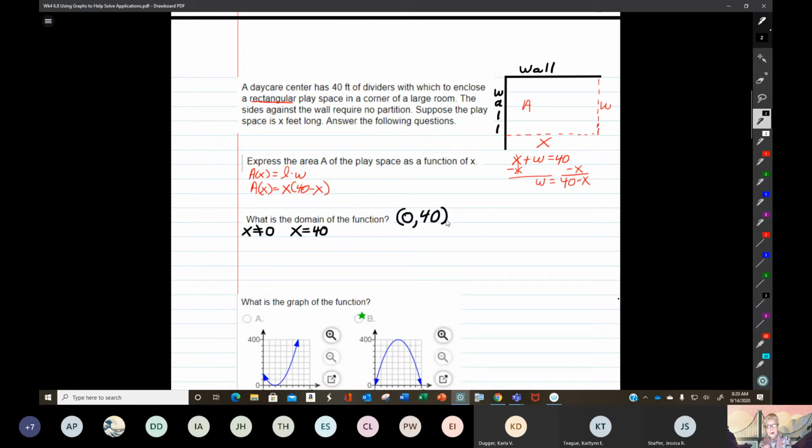In real life, the domain is determined by what would make the problem we're looking for not exist. If one of the sides were 0, the play space would not exist. If one of the sides were 40, the other side would be 0 and the play space would not exist. So these are the two numbers that would make the play space not exist.